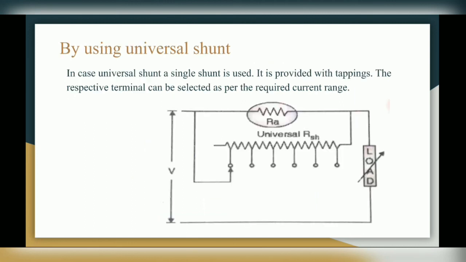Next method is by using a universal shunt. In the case of a universal shunt, a single shunt is used. It is provided with tappings. So in the diagram you can see the universal shunt, which is RSH, and it has various tappings on it. The respective terminal can be selected as per the required current range. So as per your current range requirement you can select the proper tapping.